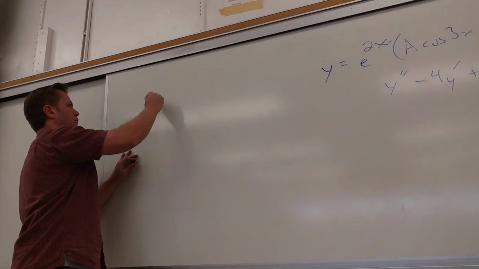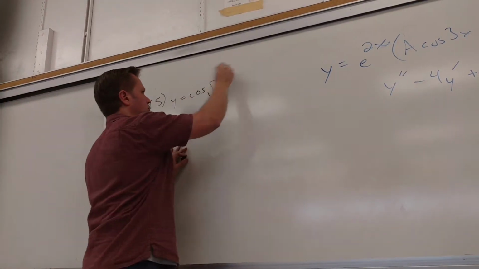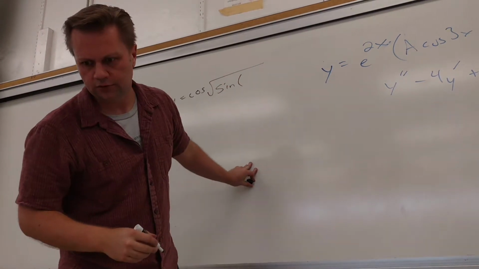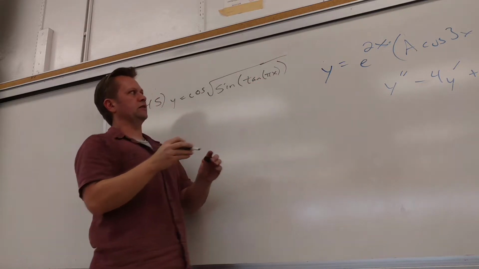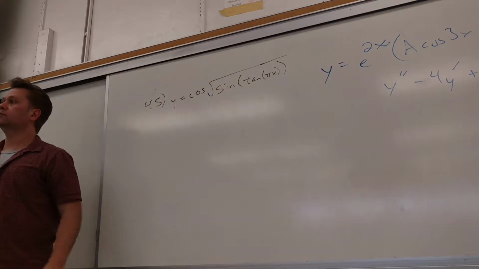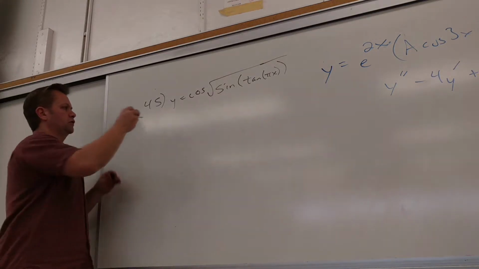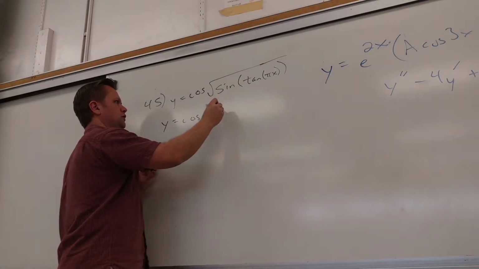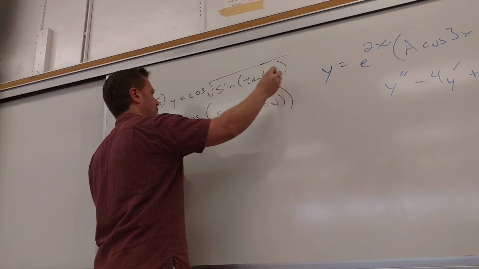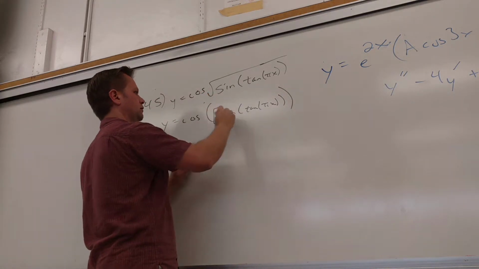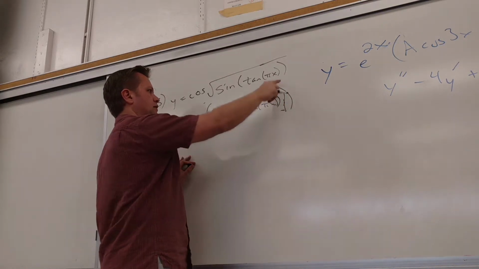Number 45. Cosine of square root of sine of tangent of pi x. Every time I said of, there's another level, right? Okay. A good first step is just to rewrite that radical. So it's cosine of sine of tangent of pi x, and this is to the... let me see, how many levels do I need on this? The sine stuff is to the 1/2. Okay.